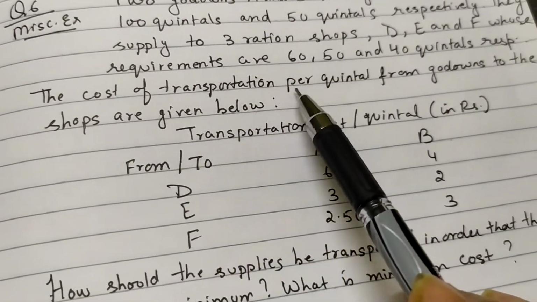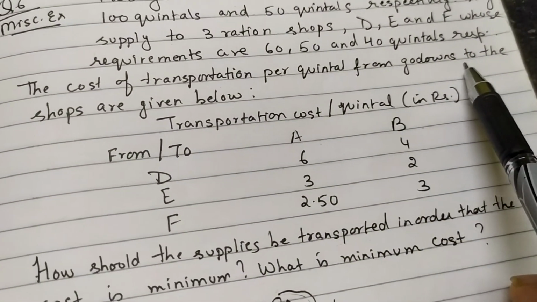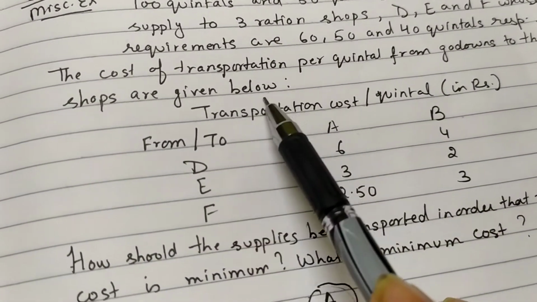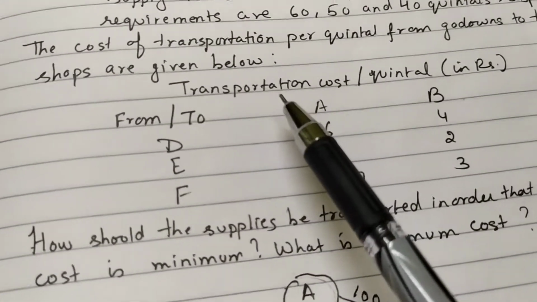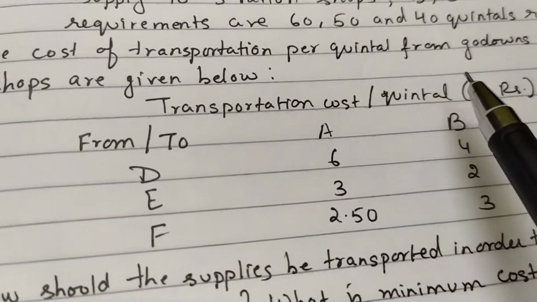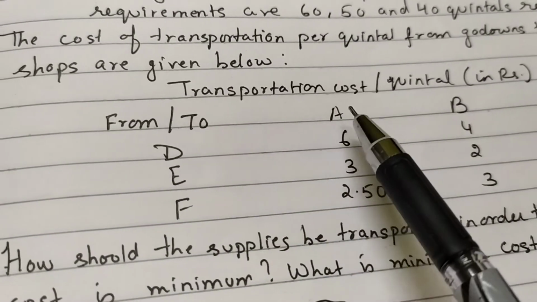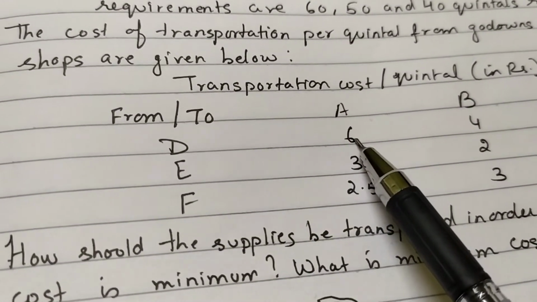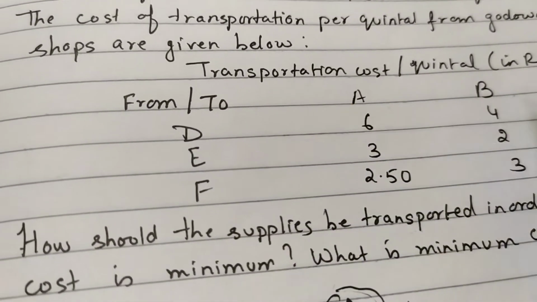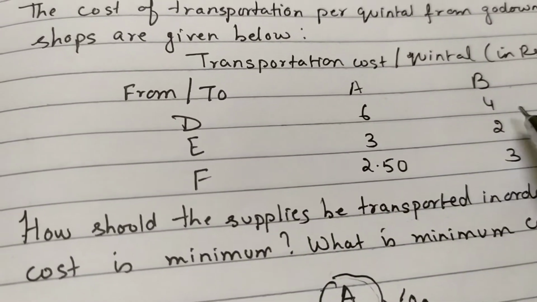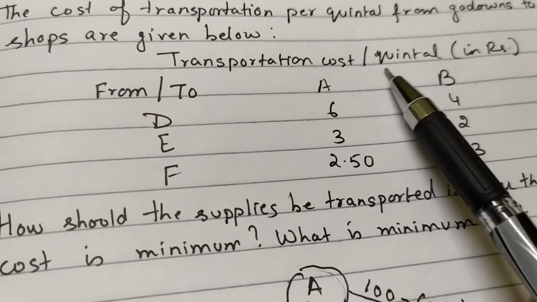The cost of transportation per quintal from godowns to the shops is given below. So the transportation cost per quintal in rupees from godown A to D is rupees 6. From B to D is rupees 4 per quintal.